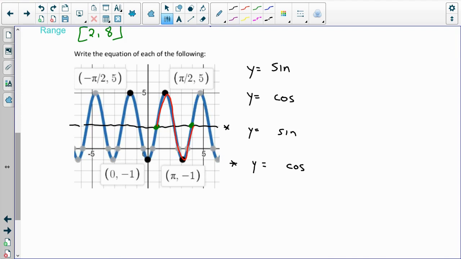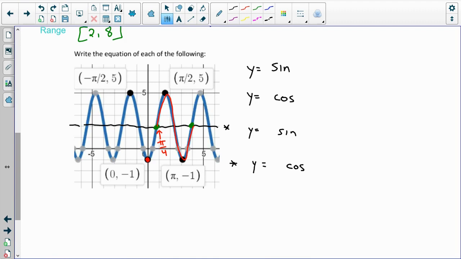So if I look at this, I need to figure out what this green point is. And it's actually not that hard, because it looks like I'm going from 0 to pi over 2. And so the midline would be right in the middle of that. So my x value, where I start my positive sine graph, would be at pi over 4.